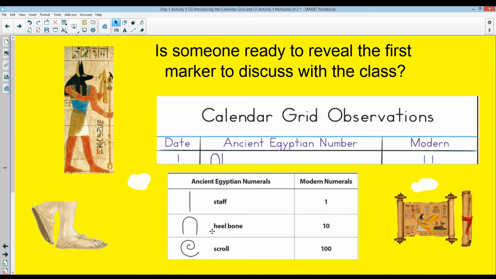Now they had the staff, the heel bone, and the scroll. A scroll is something you could write on, like a papyrus or a piece of paper, but they would roll it up. So it's the rolled piece of papyrus, or paper. That's 100. And they even had bigger numbers to go into.